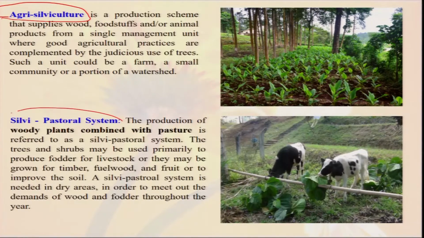Similarly, in the silvopastoral system, our main emphasis is the tree plantation, that is the multi-purpose tree or different types of trees, along with the pastoral system. Pastoral means different types of grasses, that may be fodder trees, fodder plants, annual fodder or perennial fodder, so that your livestock can graze there, your goat can graze there.